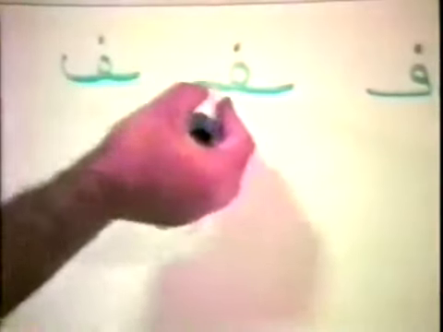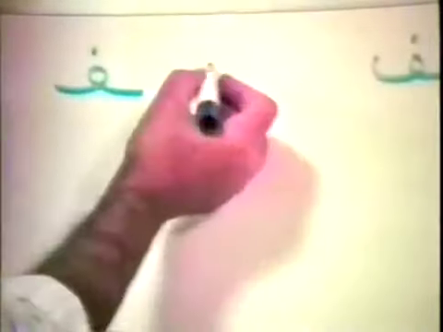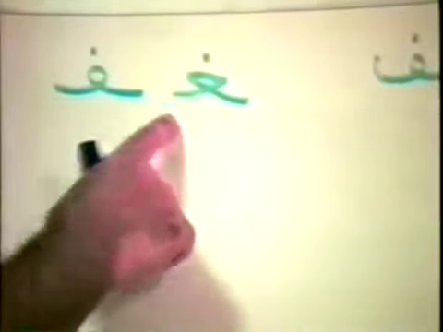Remember the A looked similar to this or the Gha, but it had angles to it. This is the A. This is the Fa. To make it more confusing, this is the R. The Gha will look like this. This is Gha, Ghain, and this is the Fa.